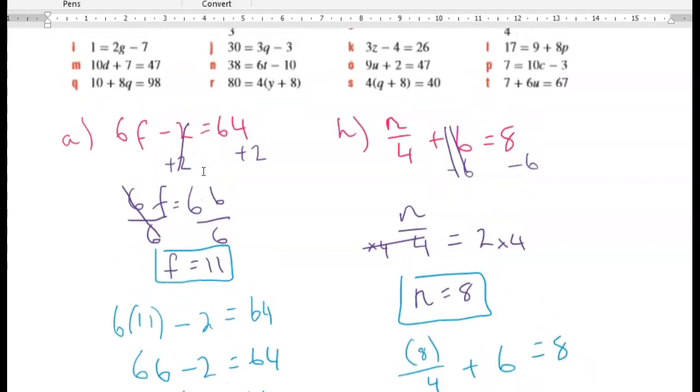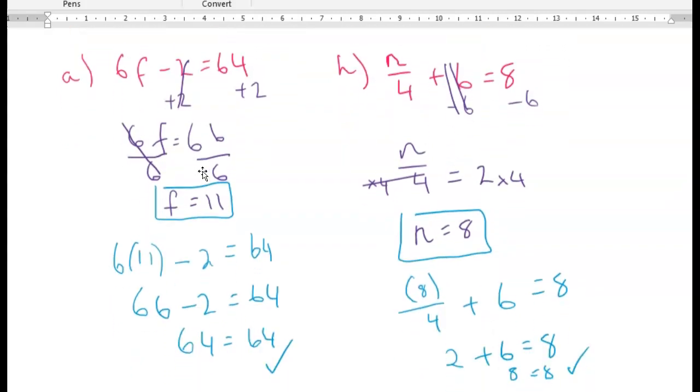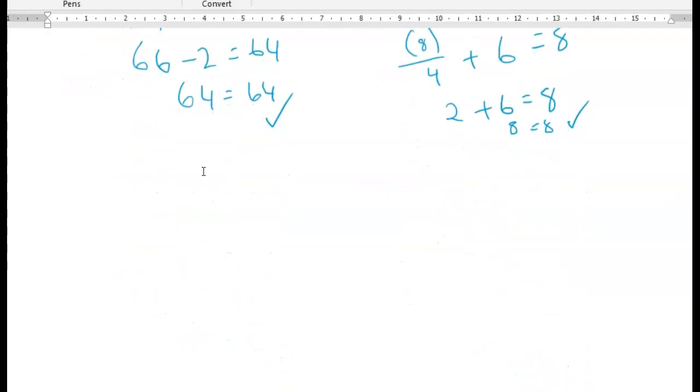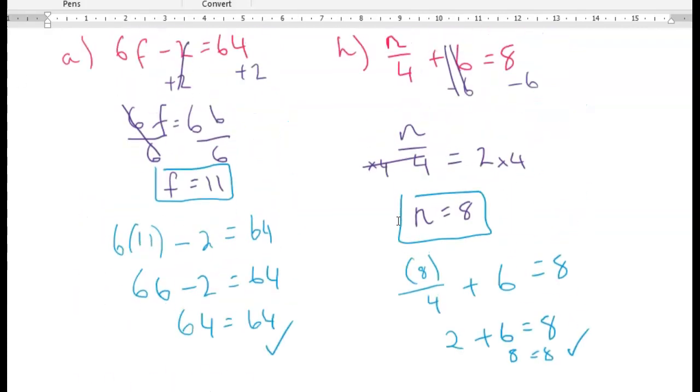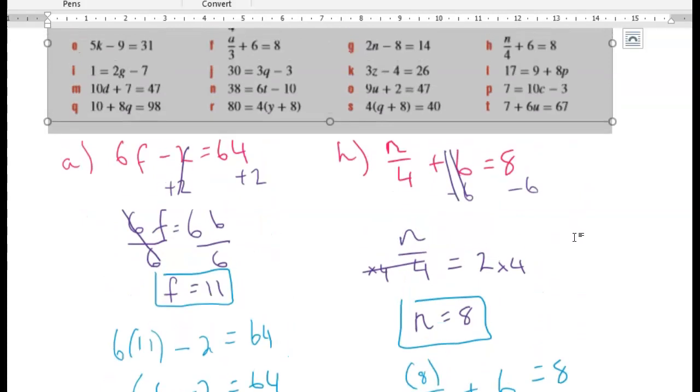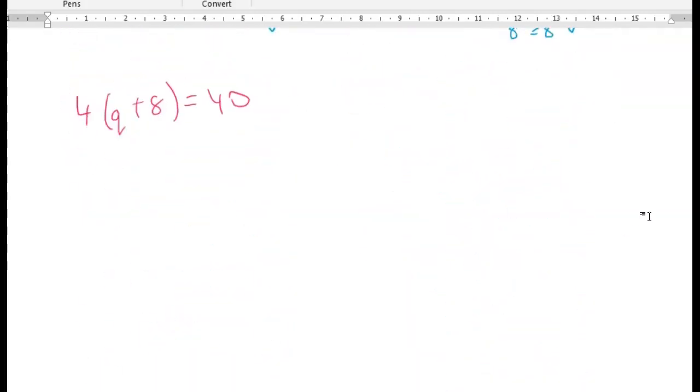All right, let's do one with a bracket. So 4q plus 8. Okay, let's see if I can remember. 4q plus 8 equals 40. And I think this was in brackets, and I didn't write which question number it was. So let's just have a look. Question S. Okay, so we're doing question S.